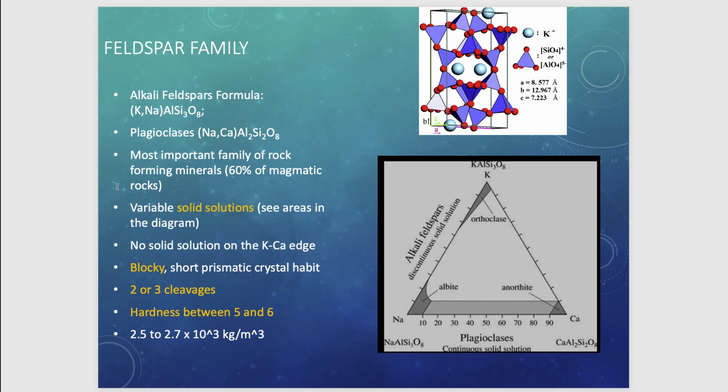One of the key aspects is that the feldspar is quite blocky, and you will be able to recognize 2 or 3 cleavages quite often in the crystals, depending on its composition. Plagioclase will quite commonly have 3 cleavages. Hardness is between 5 and 6, so it's slightly softer compared to quartz, and the density also varies, but is very similar to quartz, because these are all silicates commonly found in the upper part of the crust.